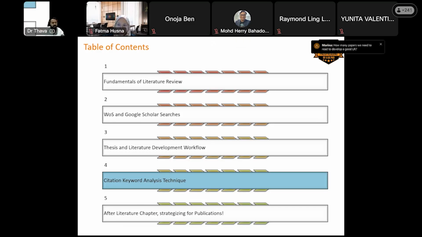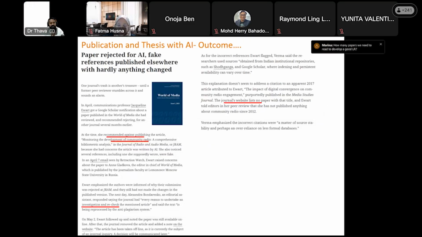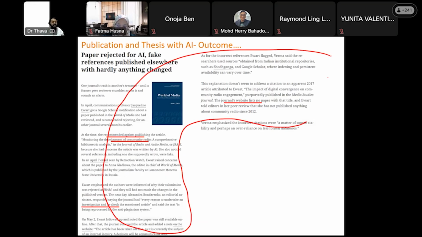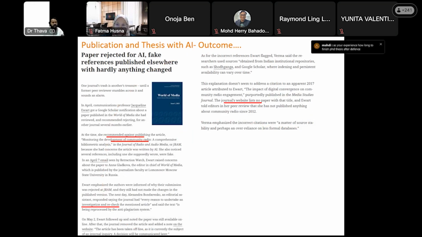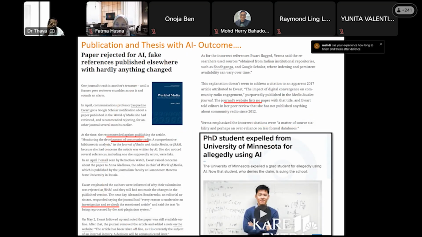So let's go into CCAT. Why CCAT is important is to avoid this kind of embarrassment, your name appearing on a website, your university name appearing on a website, and this kind of misuse of AI, which leads to expulsion. A lot of different things are happening which many people don't know about.